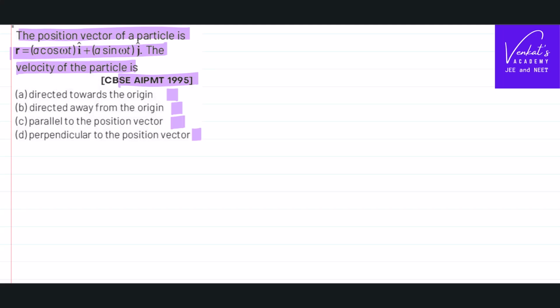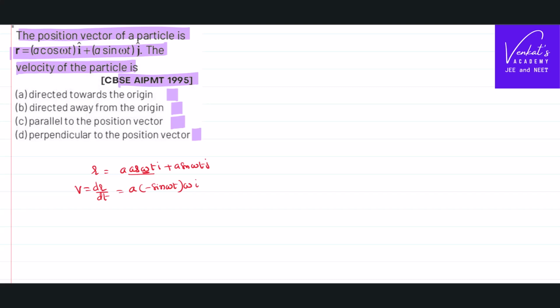Let us first find out what the velocity itself is. So position is given as a cos omega t i cap plus a sin omega t j cap. We can find velocity as the rate of change of position or displacement. Differentiate that once with respect to time. Then a is a constant. Differentiation of cos omega t is minus sin omega t. You are differentiating with respect to time, for which omega is a factor, so I shall multiply the result with omega, which is called the chain rule.